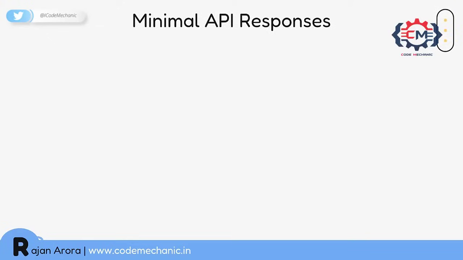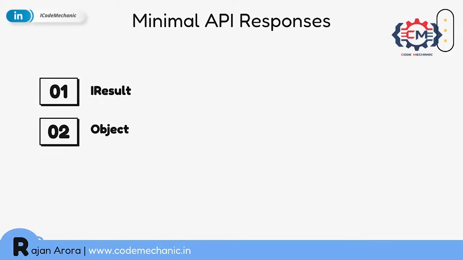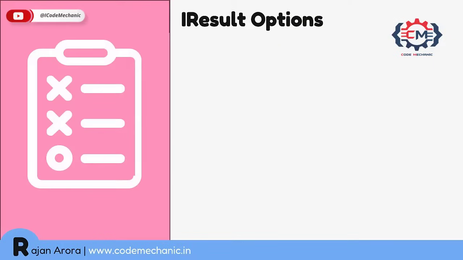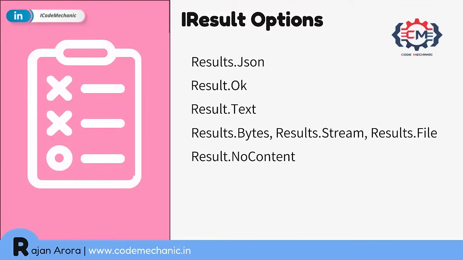Minimal APIs offer a slightly different set of abstractions from ASP.NET Core MVC. They introduce a new IResult interface, which is similar to IActionResult. They also have the ability to return specific types or just raw string or JSON results. If you are using IResult, it offers many built-in options for common use cases, which is similar to how the action result types are supported by ASP.NET Core.